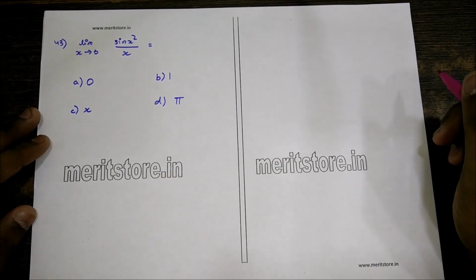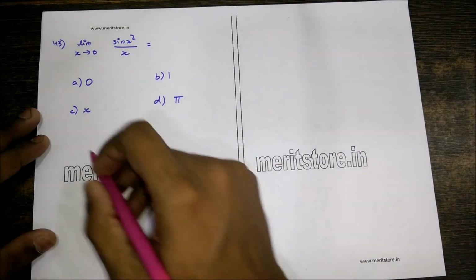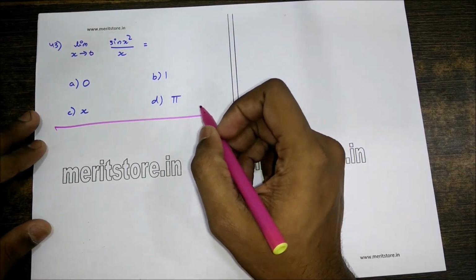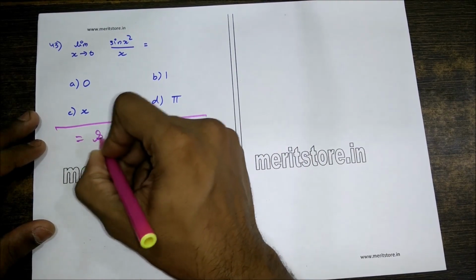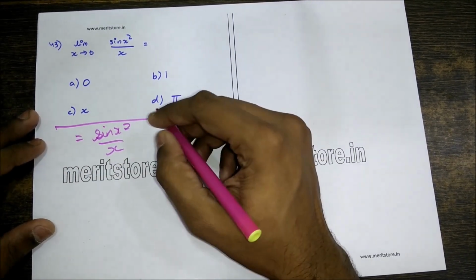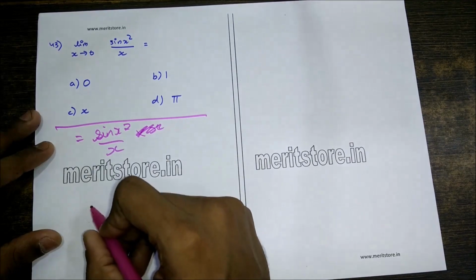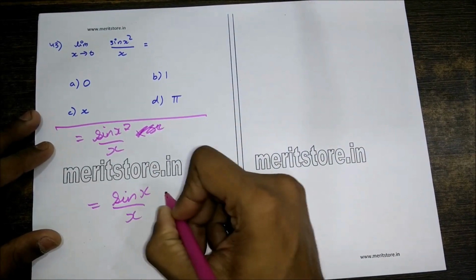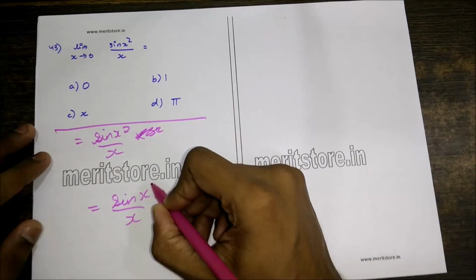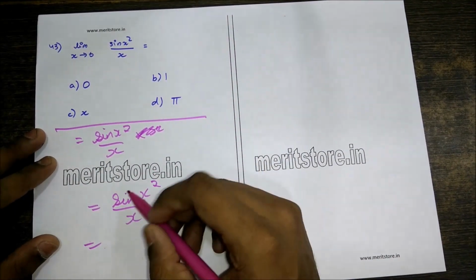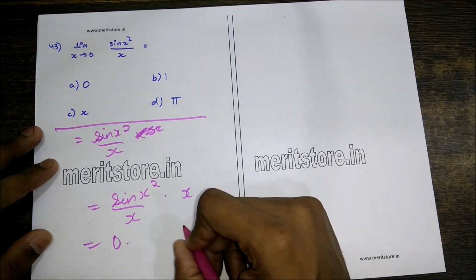Limit of x tends to 0 of sin x square by x equals: a) 0, b) 1, c) x, or d) pi. What we do first is apply the limits. That gives us sin x square by x, which gives us sin x square by x into x. So this could be written as sin x by x into x. This would be sin x square. So on applying the limits, we know this would be equal to 0. 0 into anything would give us 0, which is option A.